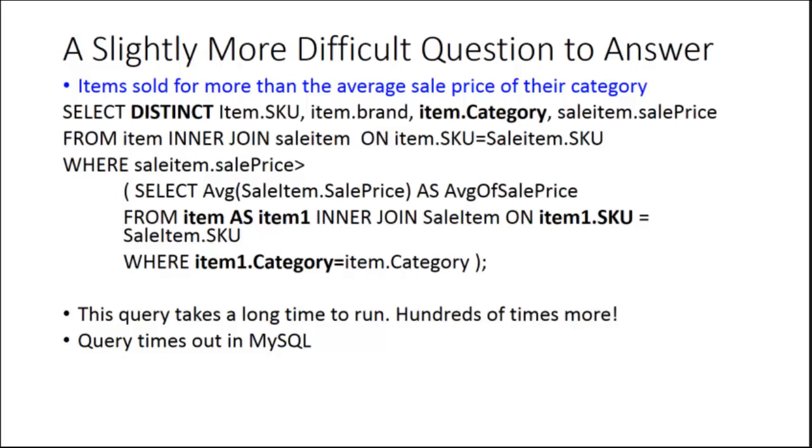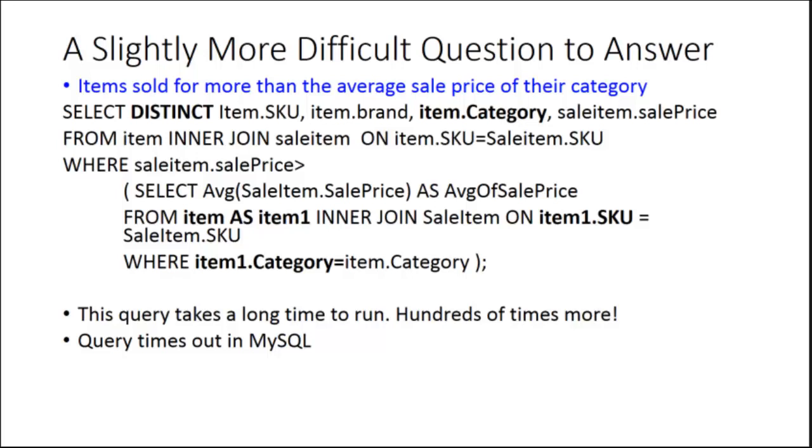For sale item, the sale price is greater than the price being returned by the subquery. That subquery uses the alias for item, which we call item1, joined to sale item on equal stock keeping units. Here are the primary and foreign key. And on the last line, the categories from both tables, the table and its alias, will match.